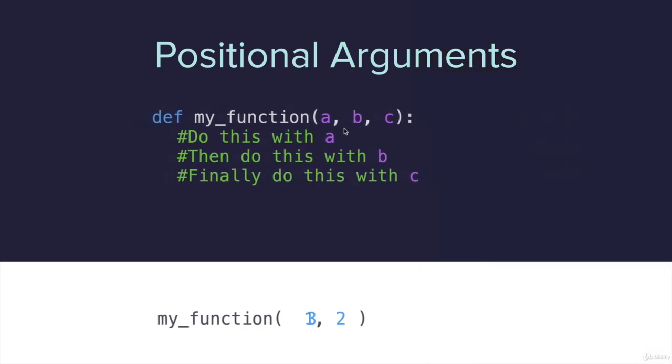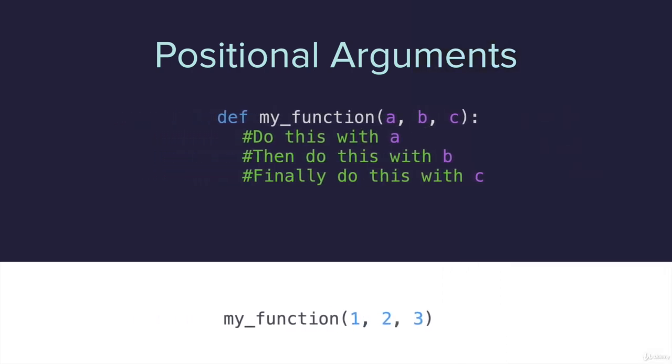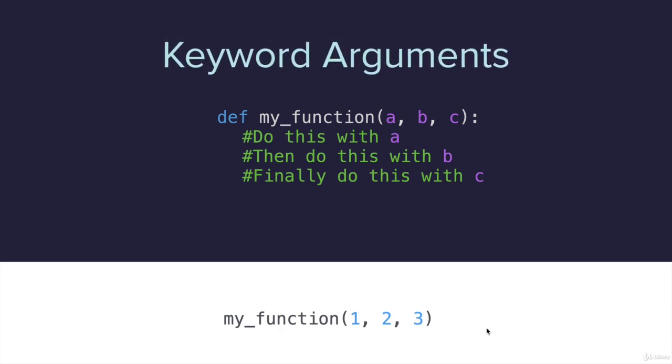Now, what if you wanted to be more clear when you actually call the function so you don't ever encounter this problem? Well, you could use something called keyword arguments instead.